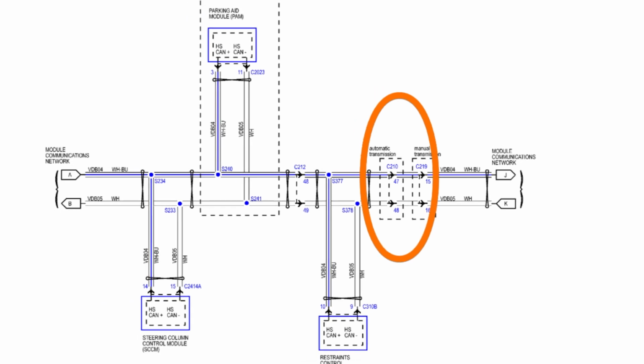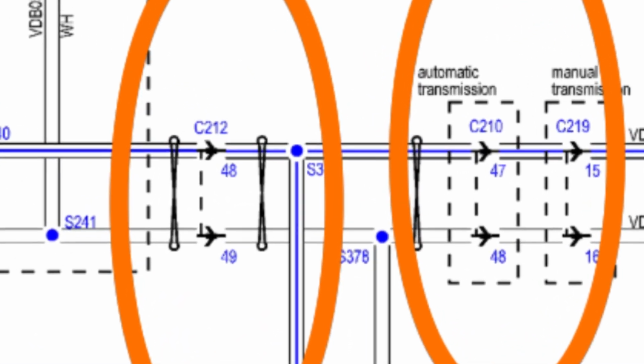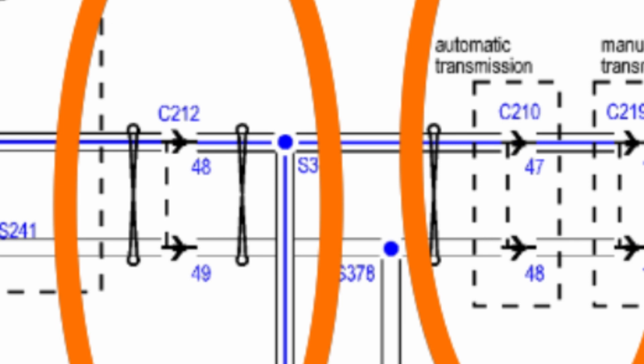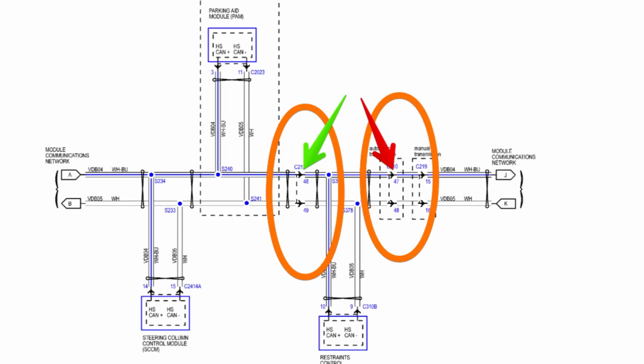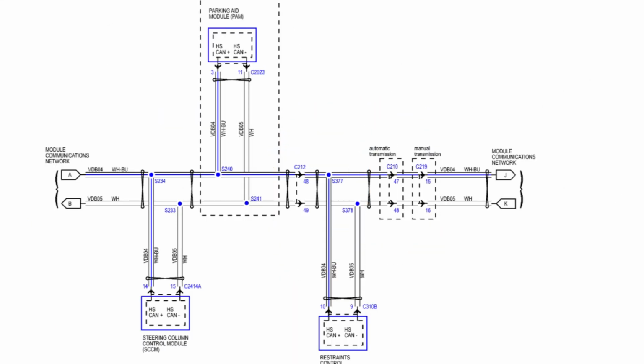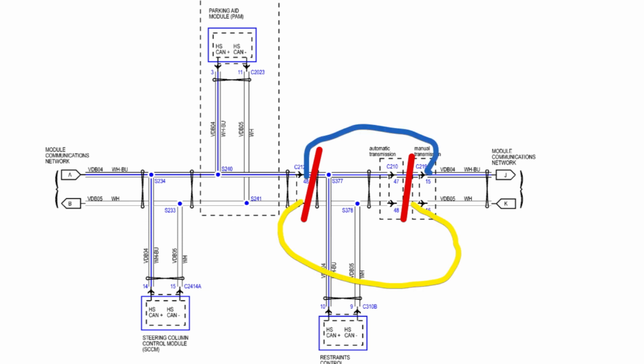At C212, I did have the high-speed CAN high signal. It was good at C212. It was already after hours. I decided to go ahead and get a little barbaric here. I decided to cut between C212 and C210, the CAN bus, both high and low. And then I jumpered them. And this is what we had.